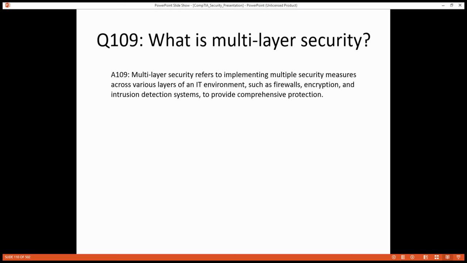Q109. What is multi-layer security? A109. Multi-layer security refers to implementing multiple security measures across various layers of an IT environment, such as firewalls, encryption, and intrusion detection systems, to provide comprehensive protection.